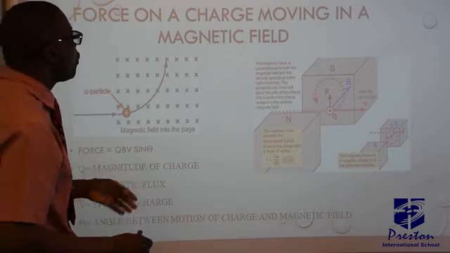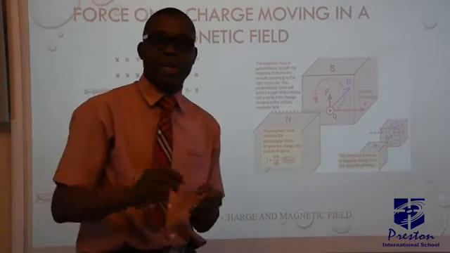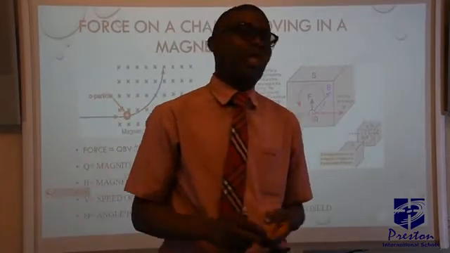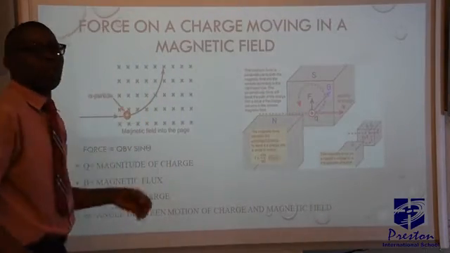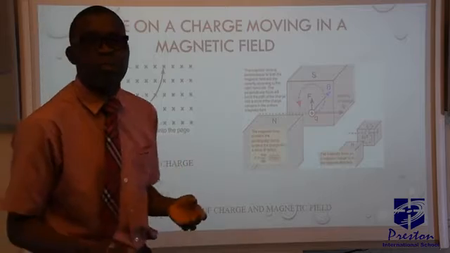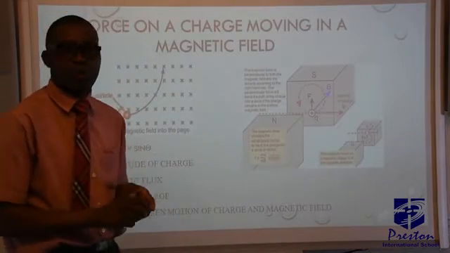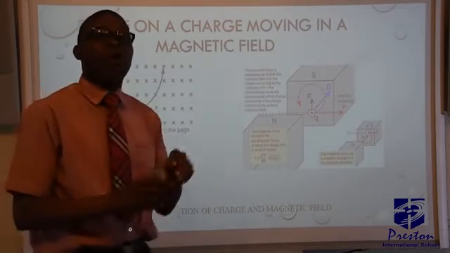Force on a charge moving in a magnetic field. If I have an electric charge, a charge can be positive, it can be negative. Protons are positive charge. Like what we have here is a positive charge, a proton. You can also have an electron, which is a negative charge. You put it in a magnetic field. What happens to that charge? That charge is going to experience a force, which will make it go in a curved path.